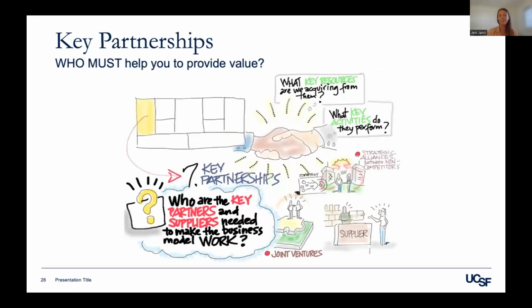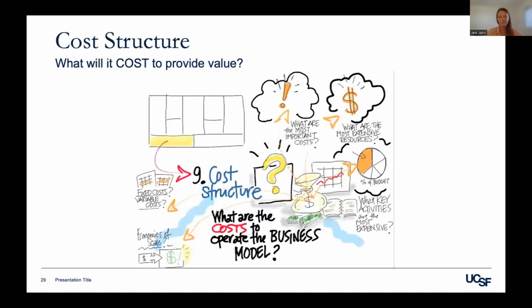And then key partnerships. So who must be there to help you to make that product and provide value? You may not be able to do everything in-house. And so what partners will help you get the key resources? What partners will help you do all of the key activities is important. For instance, almost everyone here, the UCSF Innovation Ventures is a key partner in order to license intellectual property that will be the foundation of your company. So just as an example.